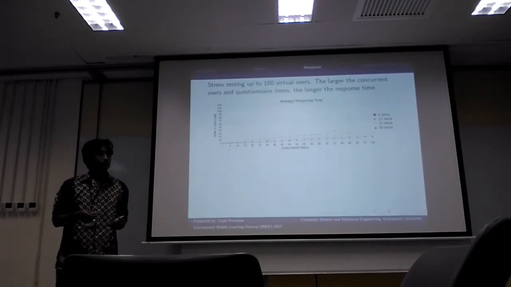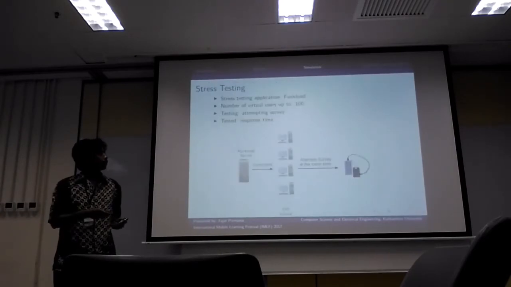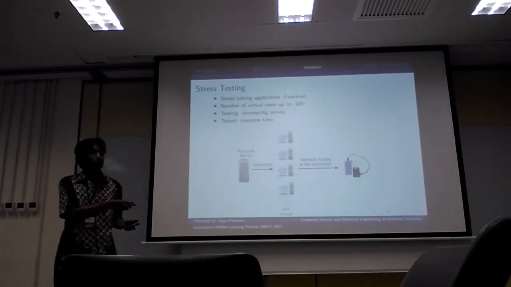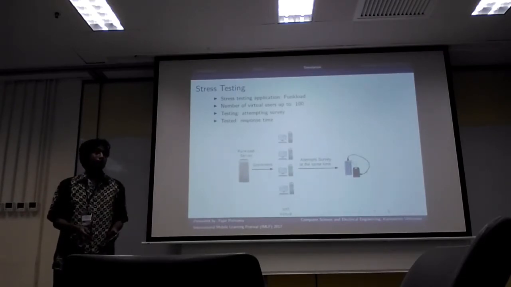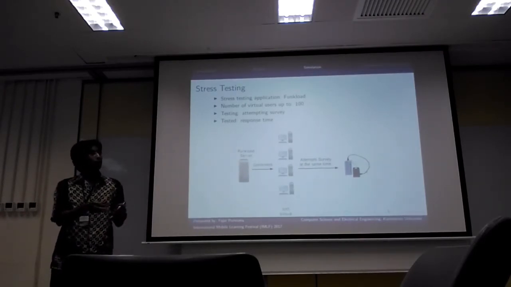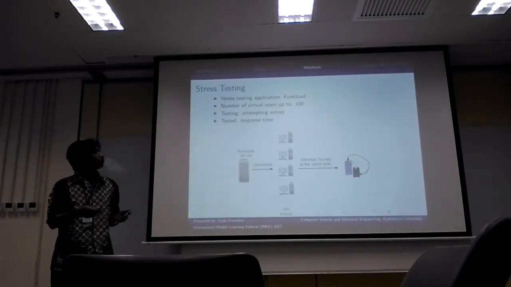How do you test that? Do you have 100 people accessing the survey at the same time? Yes, 100 accessing at the same time, not people, but virtually generated people. Oh, okay. It's a simulation. It can be done by Pumlet. Oh, okay.